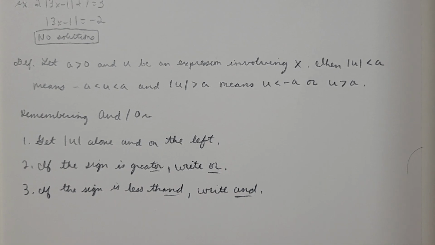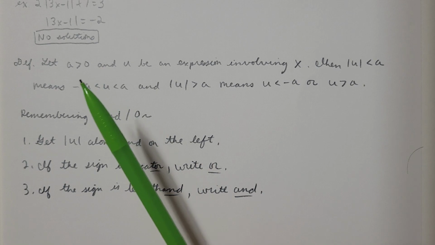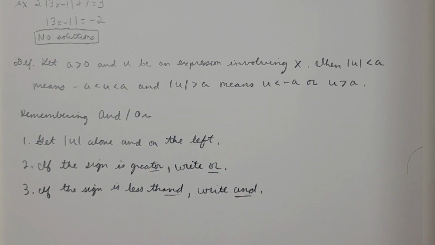All right, we'll get back to section 2.5 here, and in this video, I'd like to finish up the section. We were just talking about absolute value equations, and now we'll turn our attention to absolute value inequalities. So there's a definition there. Next it says, let A be a number that's positive, and U be an expression involving x.